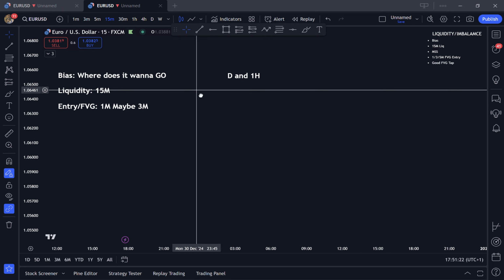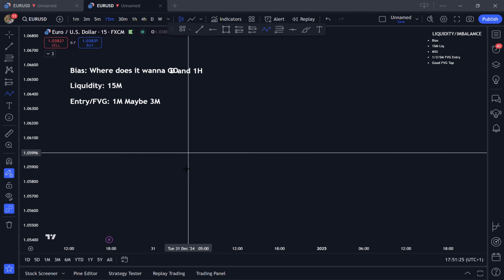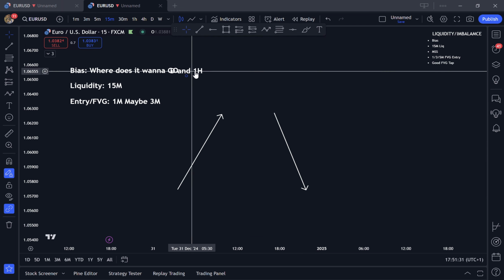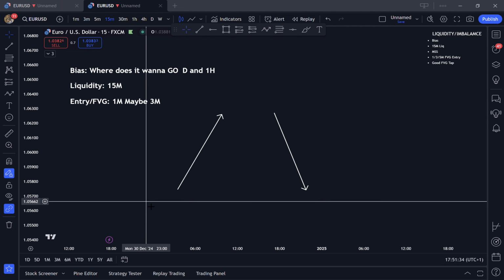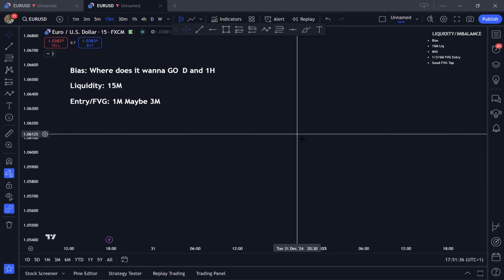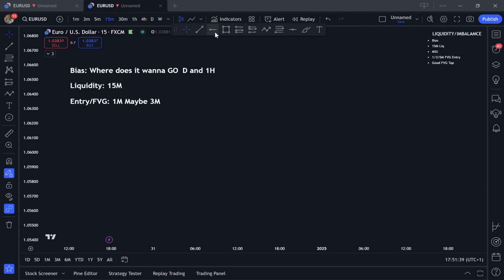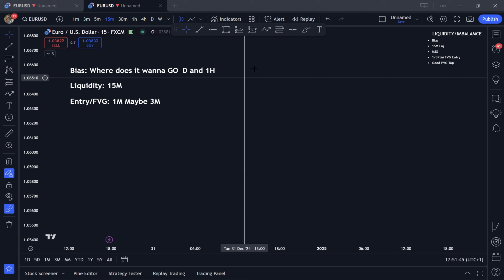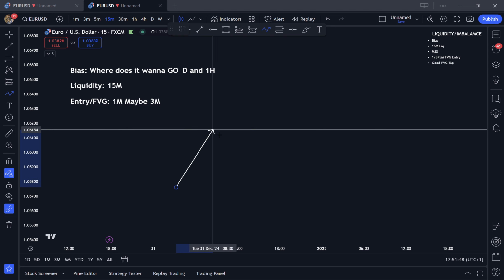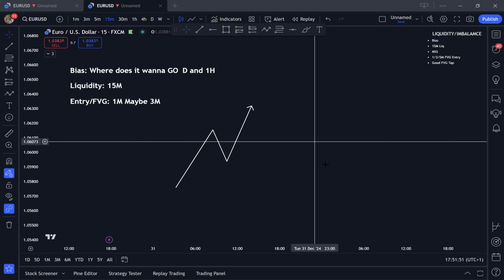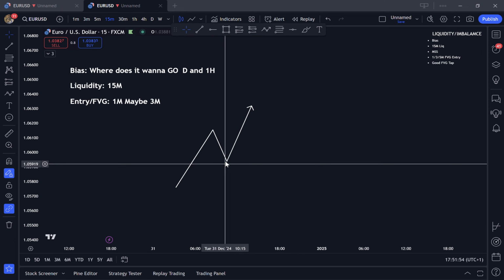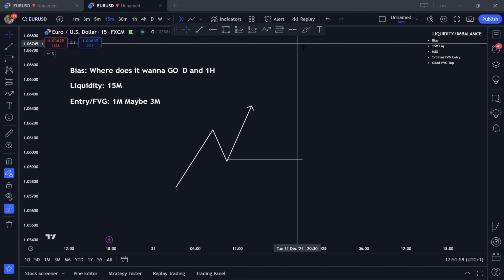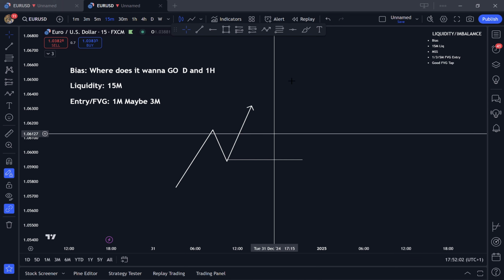So the first step is we want to know if we're going to go up or down, right? The bias. We're now going to make an example. Let's say we want to go up, okay? Then we go to the 50 minute and we see this line, and we see we're in an uptrend. So we mark our liquidity here on the 15 minute because we need something to sweep, and then we wait because we need to be here, right?